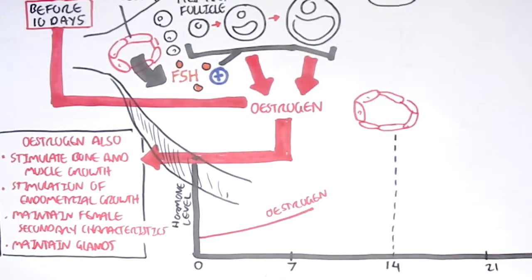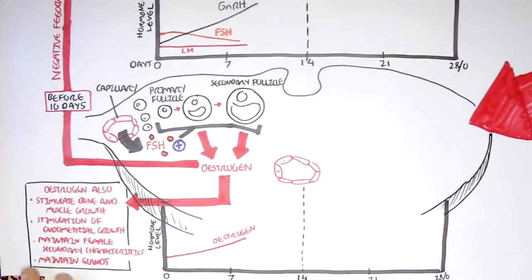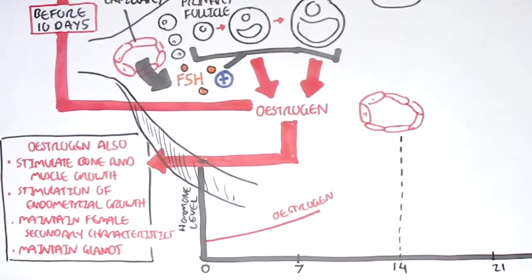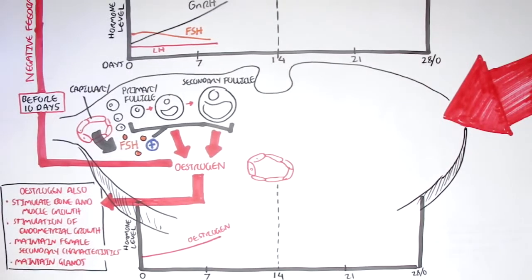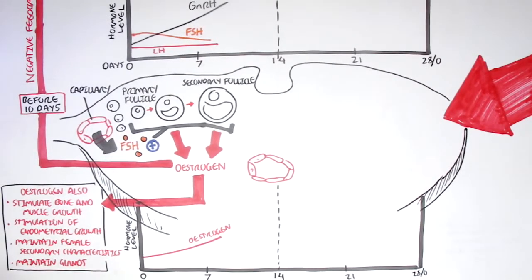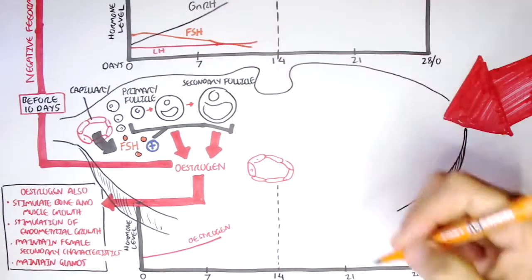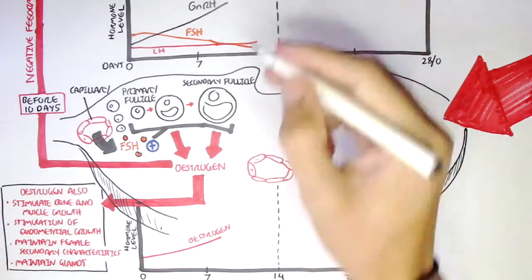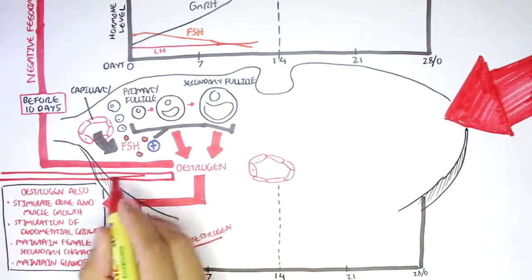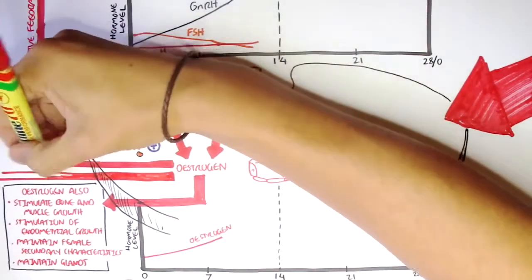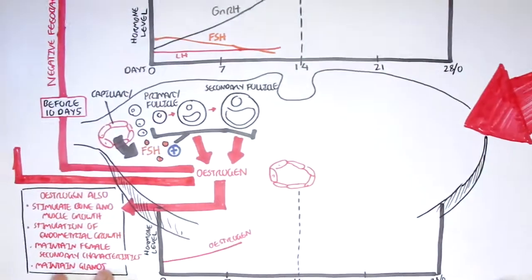So just to draw this graph up to 10 days of the menstrual cycle, we see a steady low concentration of luteinizing hormone due to the inhibitory effects of estrogen in the first 10 days. And we also see a steady drop of follicle stimulating hormone due to the increase in estrogen levels as well, which has a negative feedback. So what happens after 10 days?